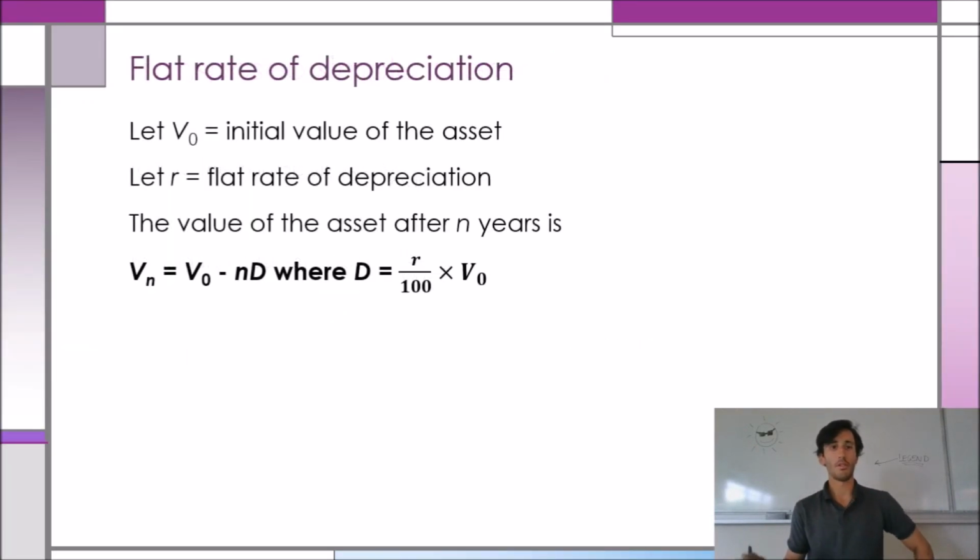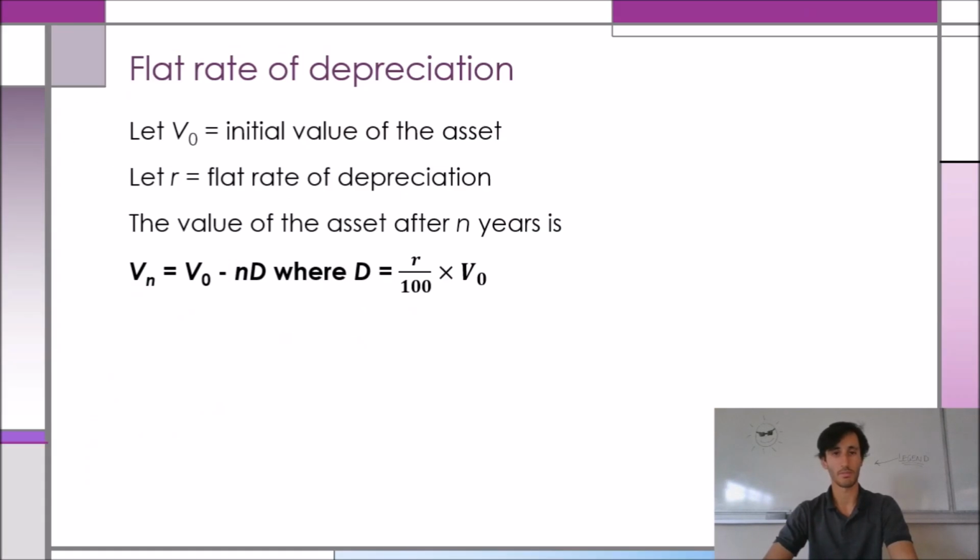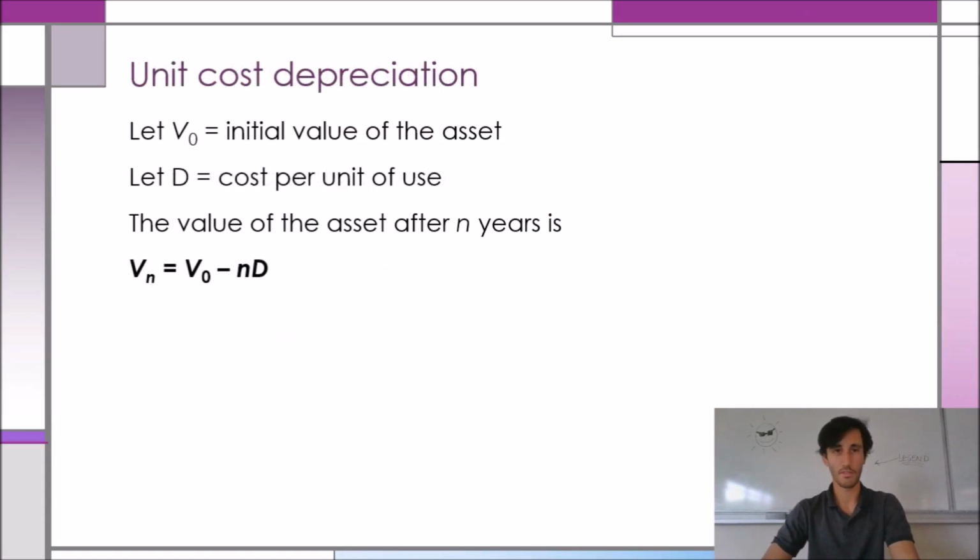Cool. So for flat rate depreciation, in comparison to simple interest, it's very similar to the simple interest formula for the nth term, except this time we've got a minus sign. So similar to the recurrence relation, where the only thing that was different was the minus sign, the only thing different here is the minus sign. So when you're doing depreciation, it's minus ND. So that's our rule for the nth term. All right, same thing for unit cost depreciation. It's actually the exact same. So these two slides are very similar.